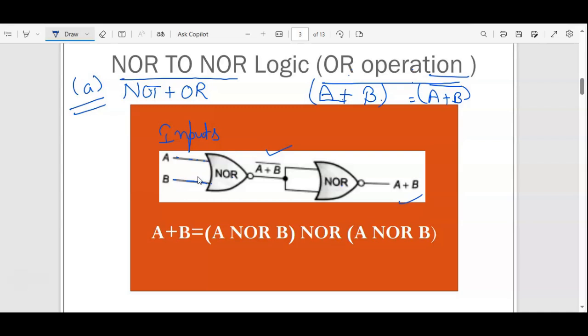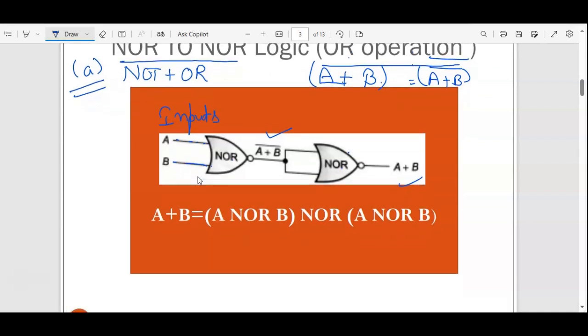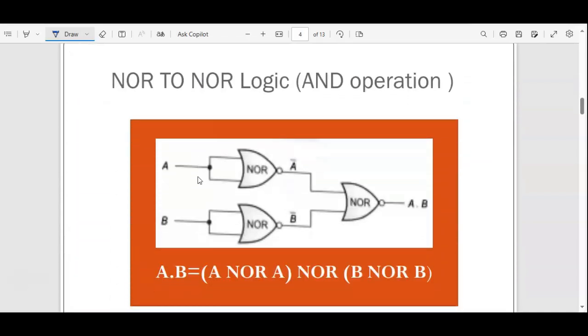Just remember this one, because if there is a requirement where you have to use only NOR gates and they ask for the OR operation, this is the way we draw the circuit diagram. Now the second operation, the B part, is the AND operation. You remember, the AND operation we denote with the help of a dot.